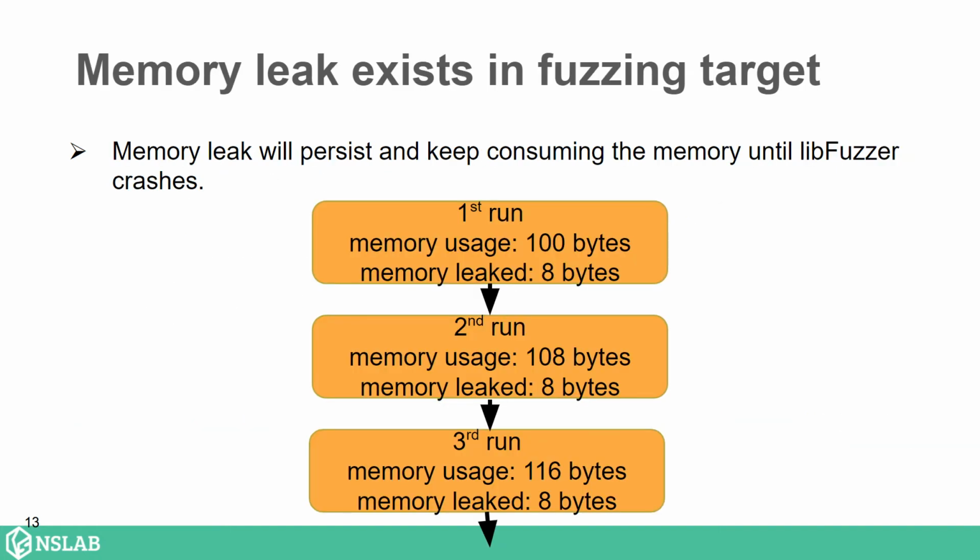Secondly, when a memory leak exists in the fuzzing target, the memory leak will persist and keep consuming the memory until libFuzzer crashes and restarts. As the picture shows, memory usage will keep growing if the memory leak persists.